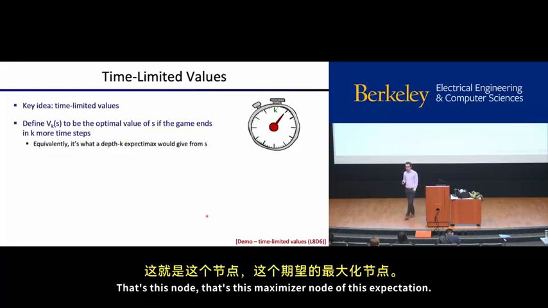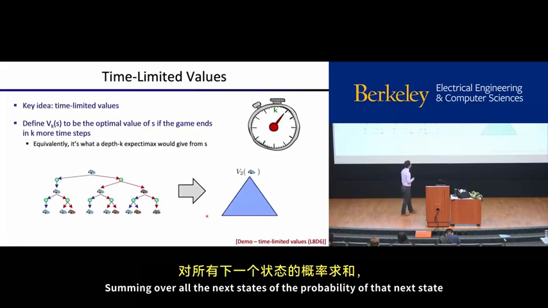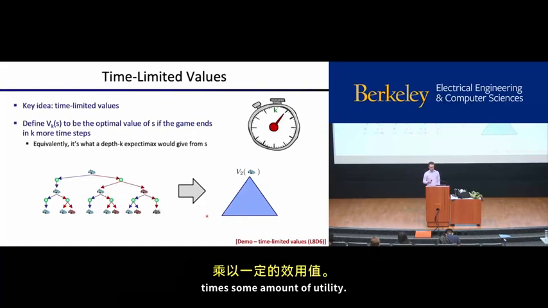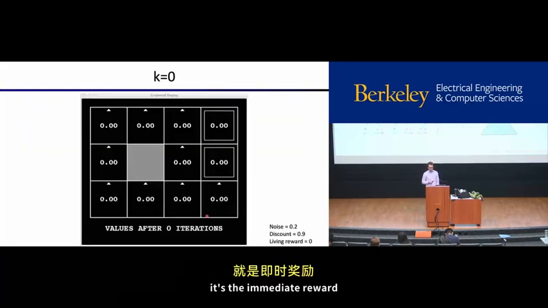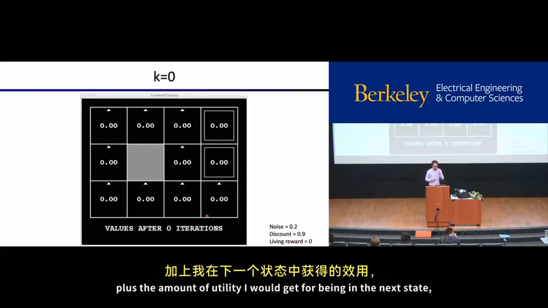Okay? So this is like depth k expectimax search. But then we're going to build it up from the bottom, and that's going to allow us to compute things quickly and not have to do all this extra computation. So here's what that looks like in the grid.